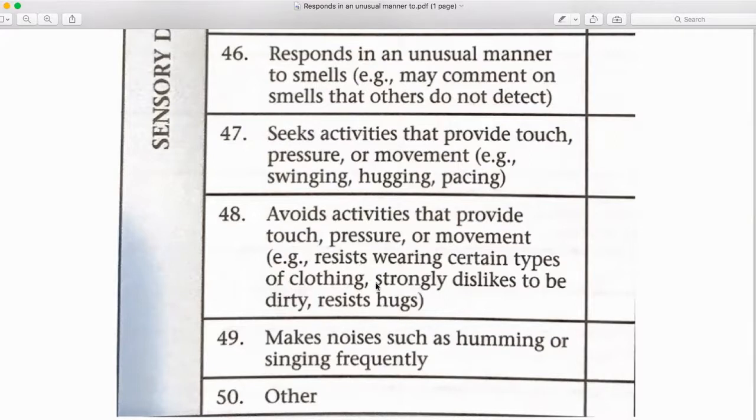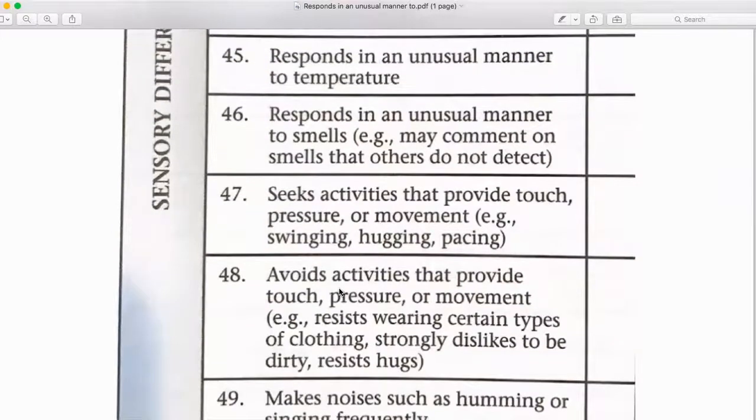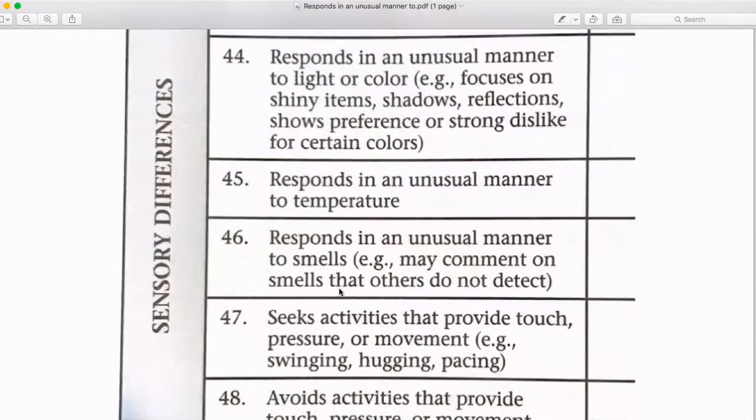I know a common one that a lot of parents talk about in this one about resisting certain types of clothing is the kids that resist wearing tags on their clothing, and they insist that the parents cut off all the tags because they can't stand that scratchy feel. All right, so those are the sensory differences from the UCC.